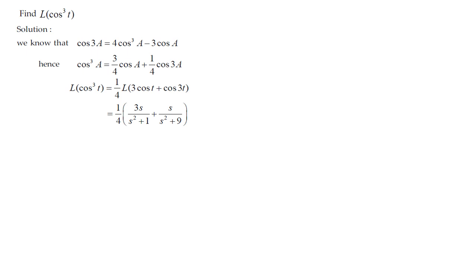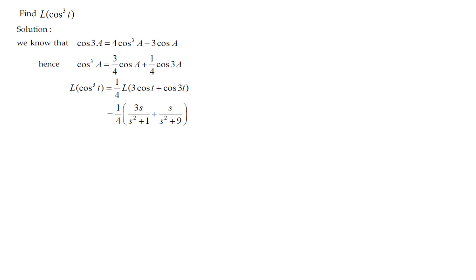Now let us see a sum based on Laplace transform. Find the Laplace transform of cos cube t. We know the formula for cos 3a is 4 cos cube a minus 3 cos a. So bring the cos cube a to the LHS. It is equal to 3 by 4 cos a plus 1 by 4 cos 3a.